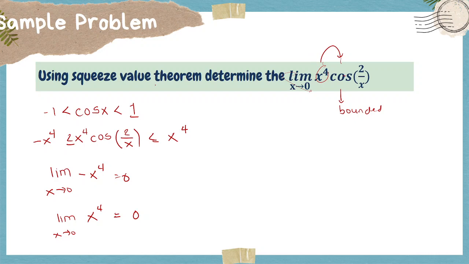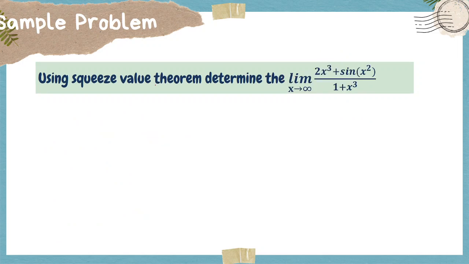However, life is not full of rainbows and butterflies. How are we going to solve the limit as x approaches infinity of 2x cubed plus sine x squared over 1 plus x cubed? I'll just get my charger and think of the way how you can get the limit of that one.